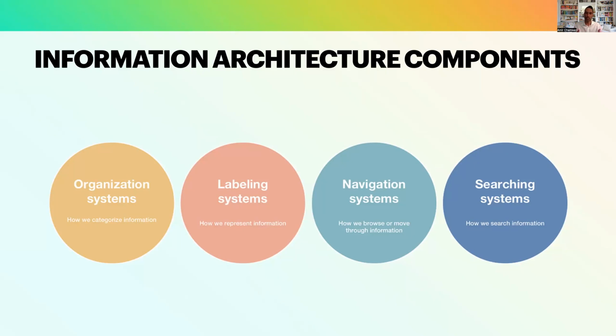These four components are completely related. In order to have an organization system, you need to have labeling. Labeling is in your organization system. Navigation uses labeling to organize things. So they're not four separate things. We are separating them so that we can talk about each one of them in depth. But as you can see, they are really related. They're all part of one thing, which is information architecture.